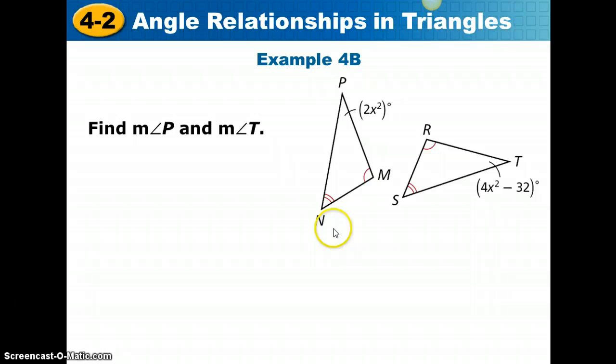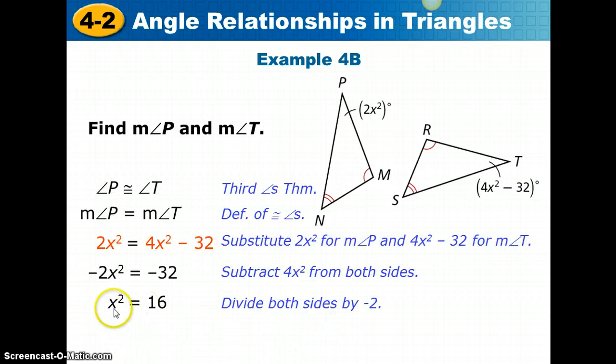Why don't you take a few moments here to set up this problem the same way. You know that we have congruent angles N and S and congruent angles M and R by the third angles theorem. Angle P and angle T must be congruent as well, so 2x squared must equal 4x squared minus 32. Set that equation up, solve for x squared, and then you can plug it back in and find the measure of those angles.